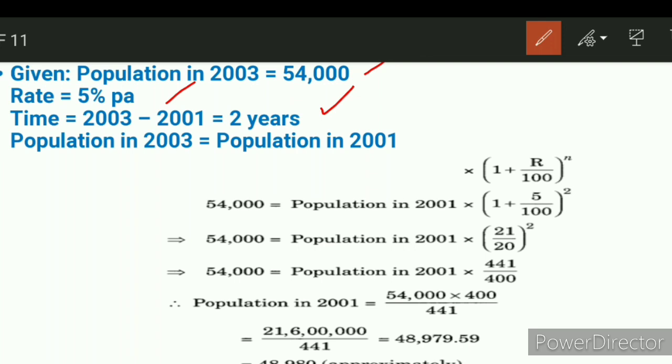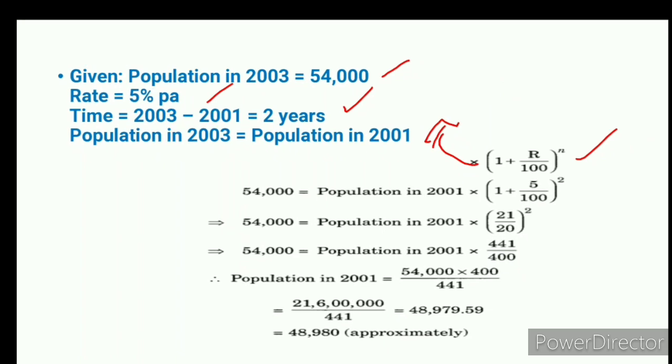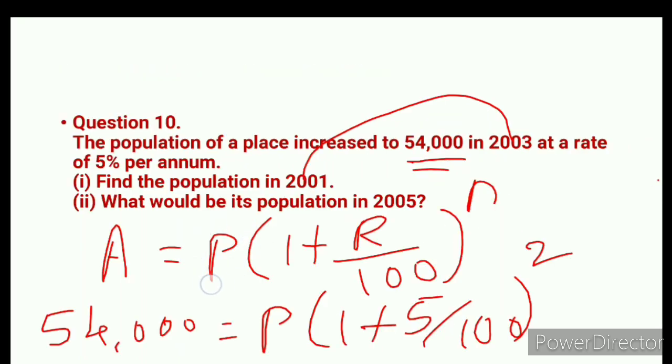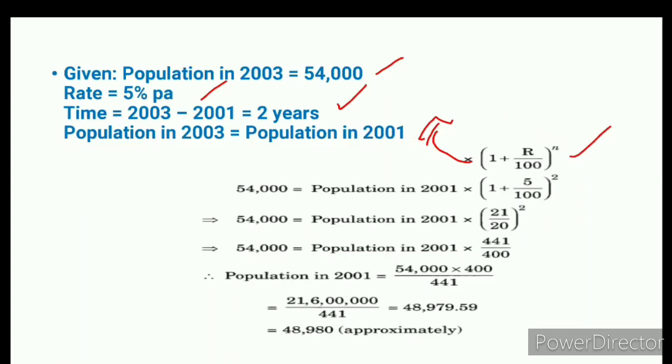Then population in 2003 is equal to population in 2001 into 1 plus r by 100 whole to the power 1. That only I have considered here as P, that is the initial value, that is population in 2001. Instead of 2001, I have substituted principal here. Initial value, starting. Yes, you can write P, or else you can also substitute population in 2001.